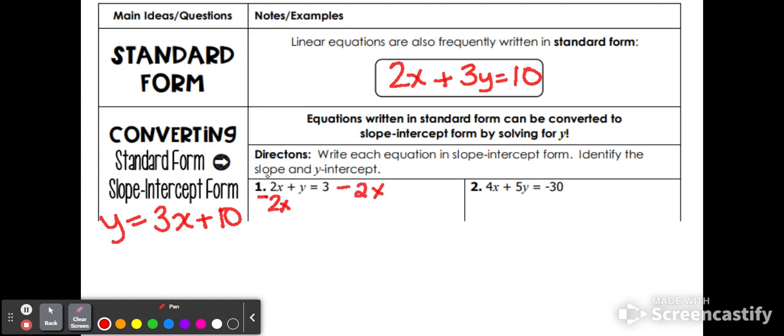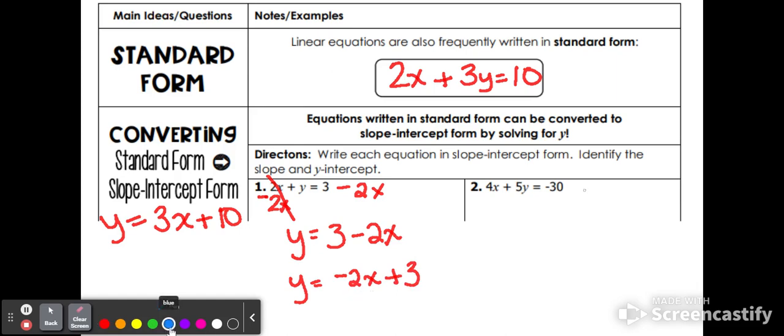All right, so that cancels out the 2x. We are left with y equals 3 subtract 2x. Now the y is by itself. If we want it in best form, we would put our coefficient with our x variable first because that is our slope with our x term. So we'd have a negative 2x and a positive 3. Okay, so there it is in slope-intercept form.